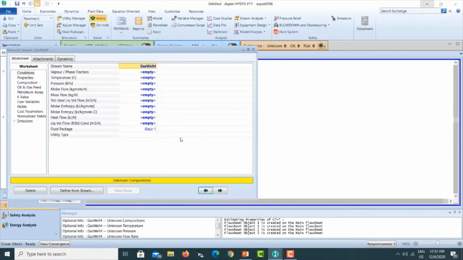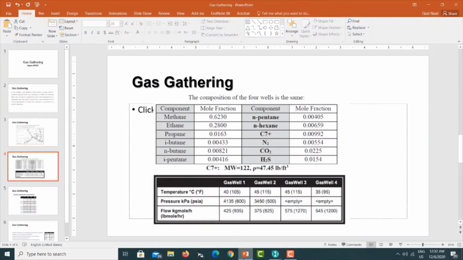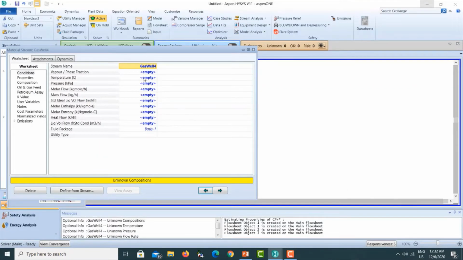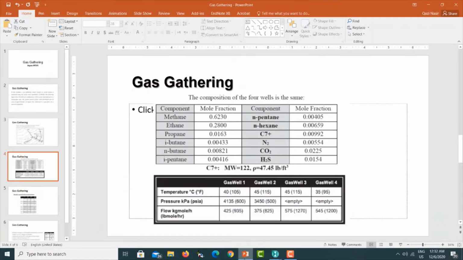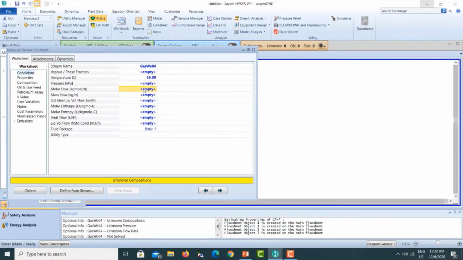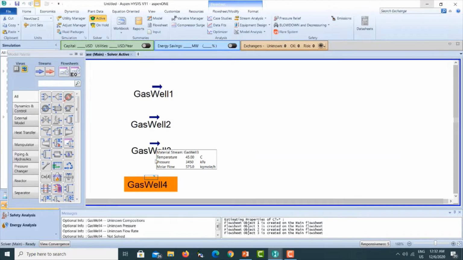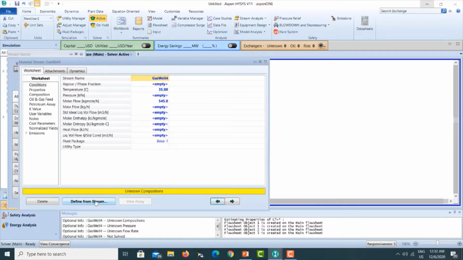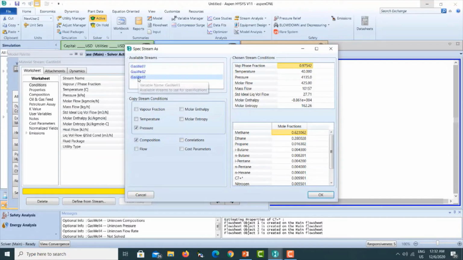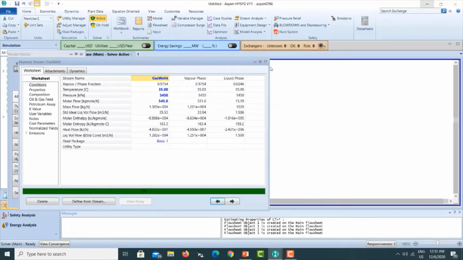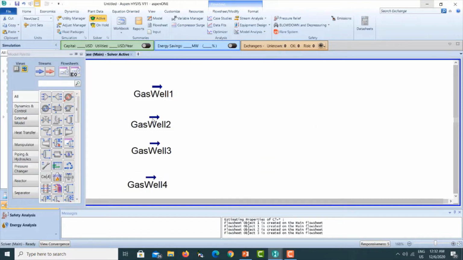Similarly, for gas well 4, the pressure is 30, the temperature is 35, and the flow rate is 545. We don't know the pressure and the composition, which we can take from stream well 3. So we need pressure and composition from this stream. We click OK. That is also defined. So we have 4 different wells defined here.